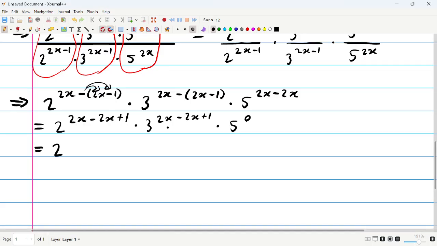2 to the power of 2x minus 2x, which is 0, and we're just left with 1. So it's 2 to the power of 1 multiplied by 3 to the power of 2x minus 2x is equal to 0, so we're also left with 1. And then multiplied by 5 to the power of 0. So we simplify this, we know that 2 to the power of 1 is just equal to 2, multiplied by 3 to the power of 1, which is equal to 3, multiplied by 5 to the power of 0. Remember that anything to the power of 0 is equal to 1. So therefore, it's just going to be 2 multiplied by 3 multiplied by 1, which should just be equal to 6.